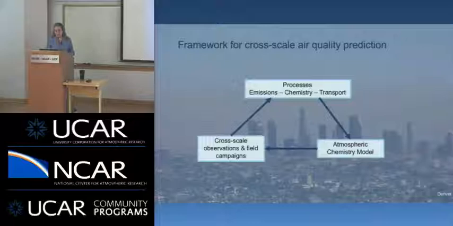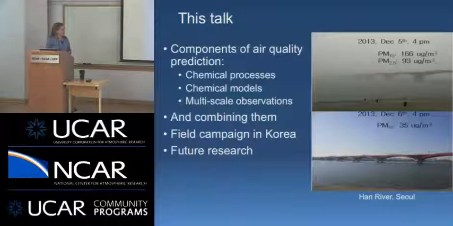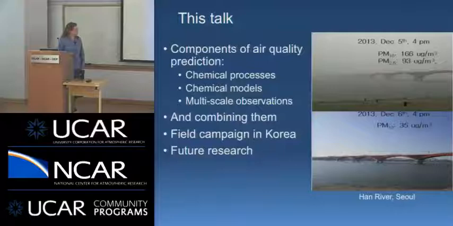So I'm going to go over some of these processes, models, and observations as a background to some of my work and how we combine them to improve forecasts. And then I'll get to talking about the campaign we recently completed in Korea. This is an example from a few years ago in Seoul of pollution also rapidly changing from one day to the next, in this case cleaning up when a front came through. And then close with some future research ideas.